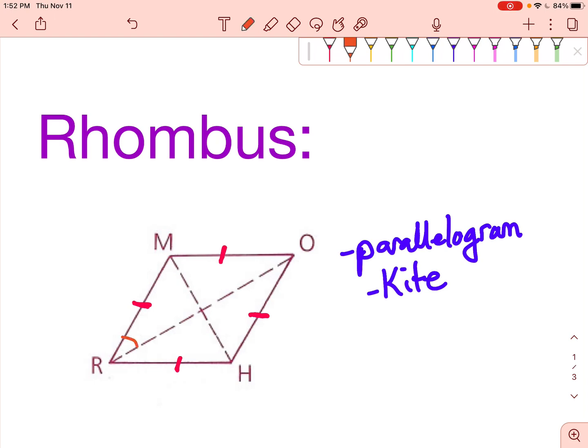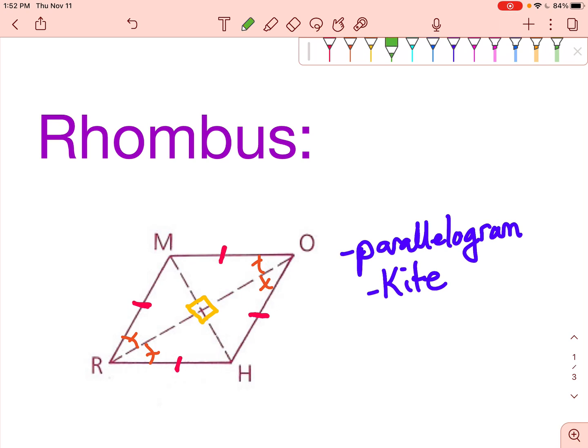I'll pick a different color. We got that. And RO is also bisecting MOH. Bam and bam. And because we know that opposite angles are congruent to each other, then we know that all four of those pieces are also going to be congruent to each other. The diagonals are perpendicular bisectors of each other. And even more importantly, so we have this perpendicular bisector.